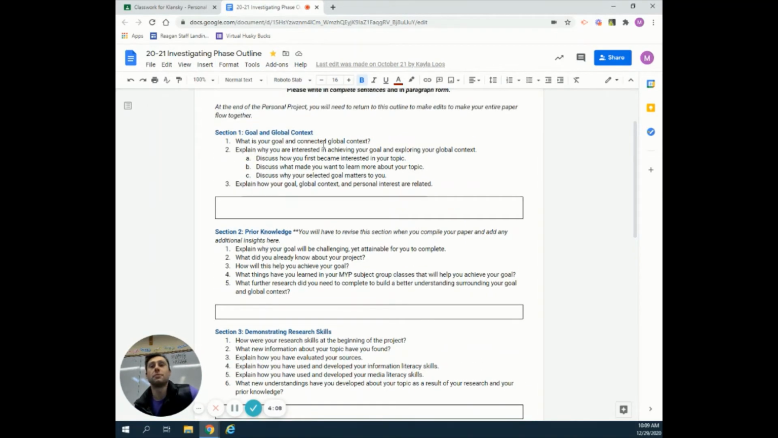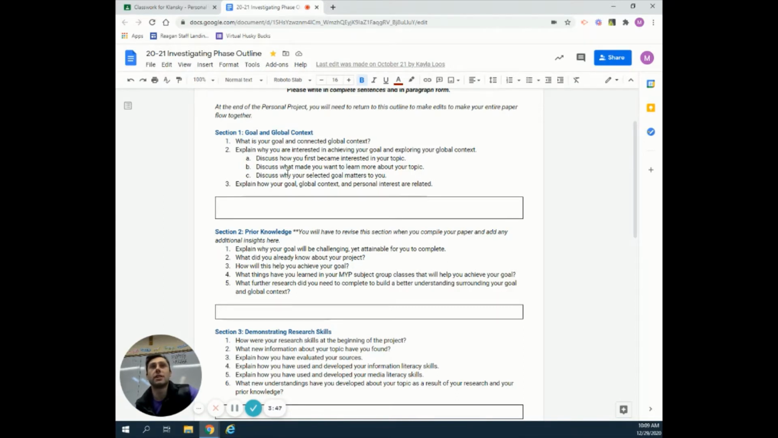For the personal project, you have a goal. You chose something that you wanted to do, something you wanted to learn, something you wanted to make, whatever it is, you have a goal. That goal should tie to a global context, because these global contexts give us the reason why behind why we care.